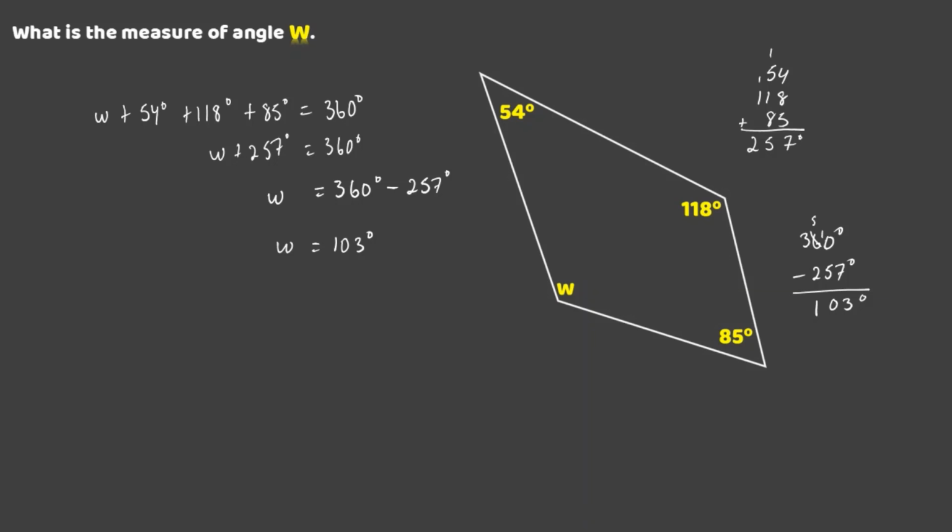So there you have it. That's how we can find the measure of the missing angle in our quadrilateral. We just have to remember that these angles sum to 360 degrees. Then we're going to add the angles that are given to us and subtract their total from the 360 degrees to find the measure of our unknown angles.